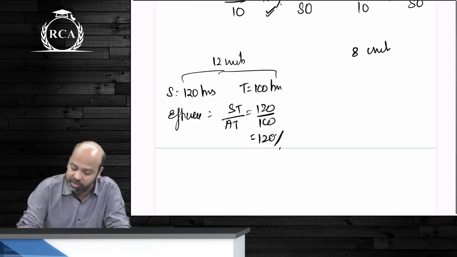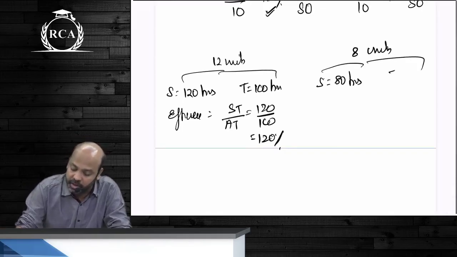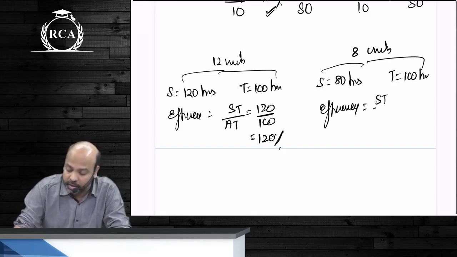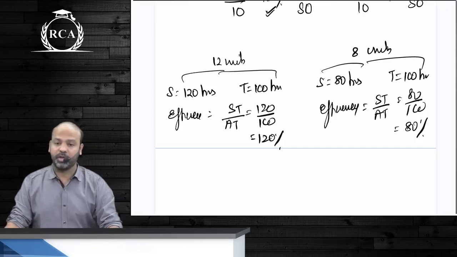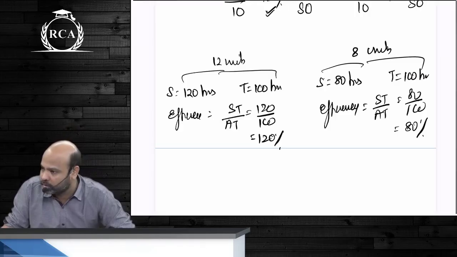Next, 8 units, guys. What should have been the standard time? 80 hours. What is the actual time taken? Again, if you were to measure efficiency in terms of input, you're going to write 80 divided by 100, and that will be equal to 80%. So whether it is in terms of output or in terms of input, guys, you're going to get the same efficiency ratio. Are we all clear about this?